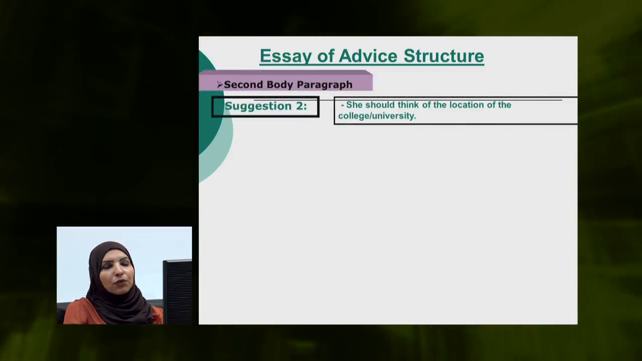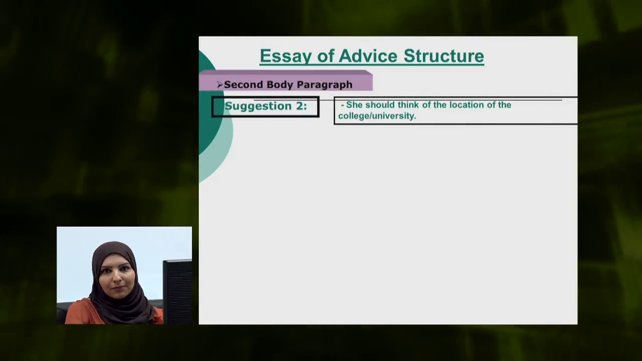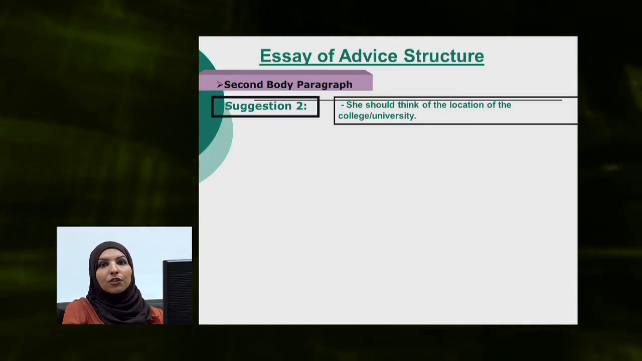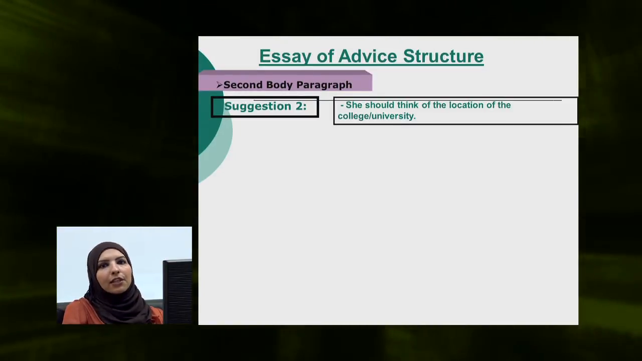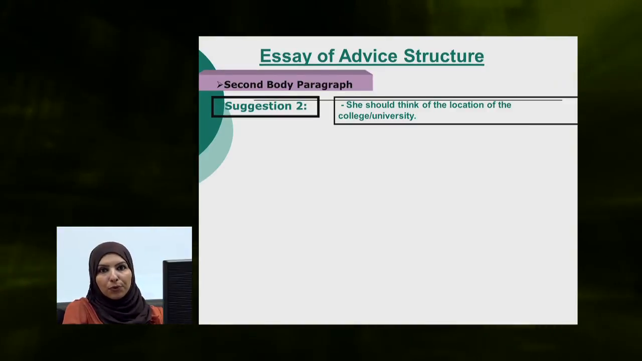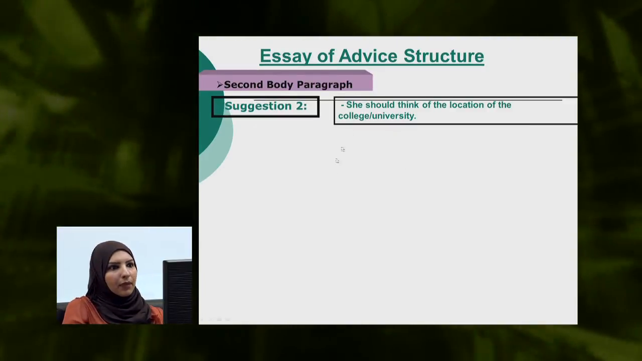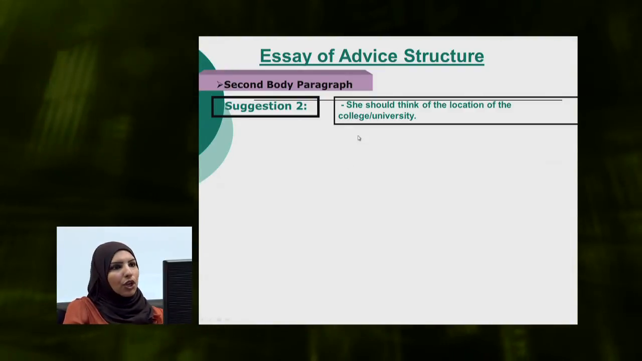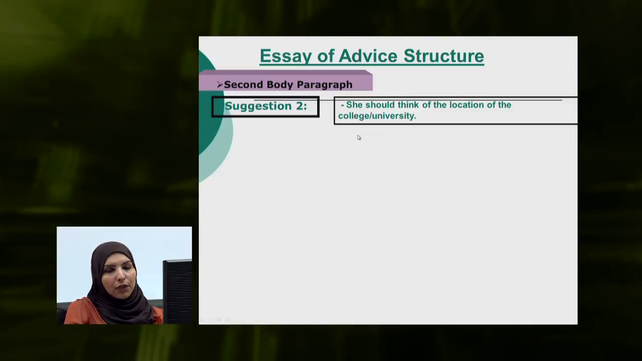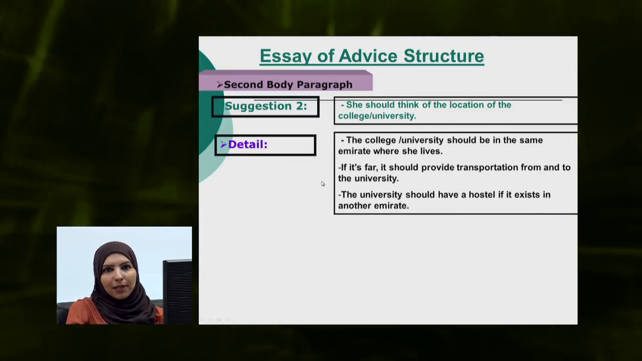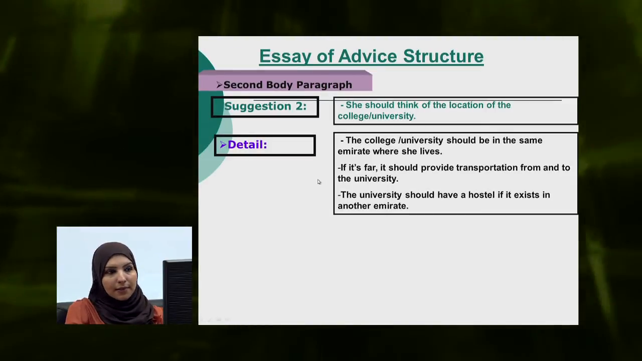Now, let's move to the second body paragraph. As we mentioned previously, in the second body paragraph, you write your second suggestion and you provide some examples, details, and a quote to support your idea. The second suggestion here is, she should think of the location of the college or university, supported by some of these details.